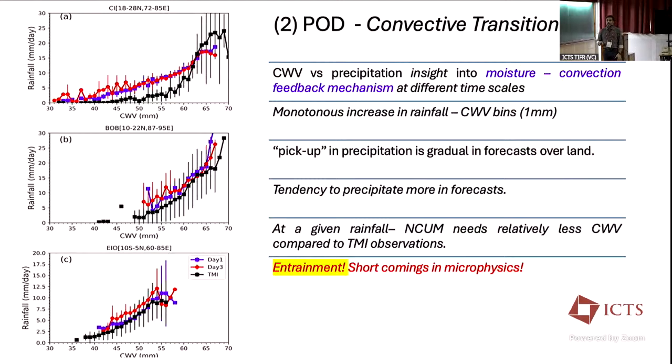So the model's entrainment is either too high, or it is giving light rainfall too frequently. That could be one reason. So this is how we need to find out the shortcomings in the model forecast by applying process-oriented diagnostics.